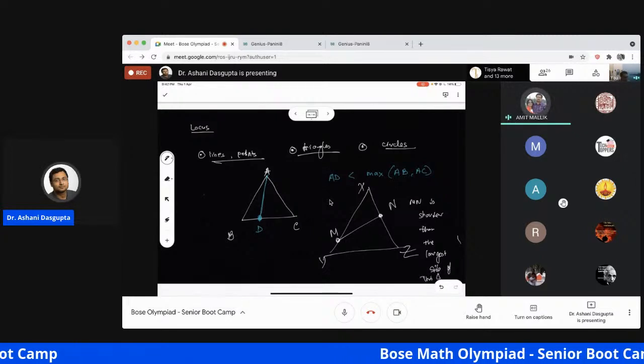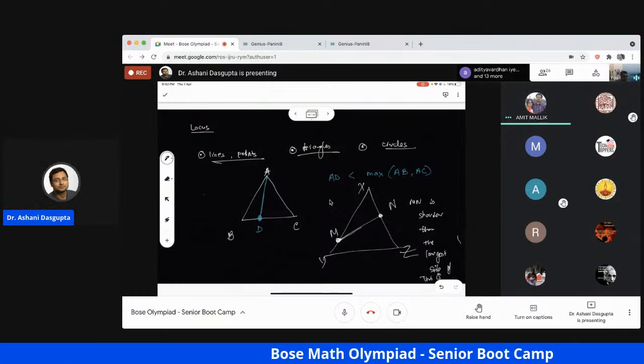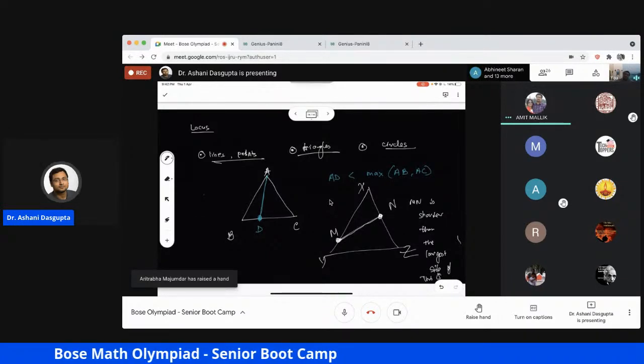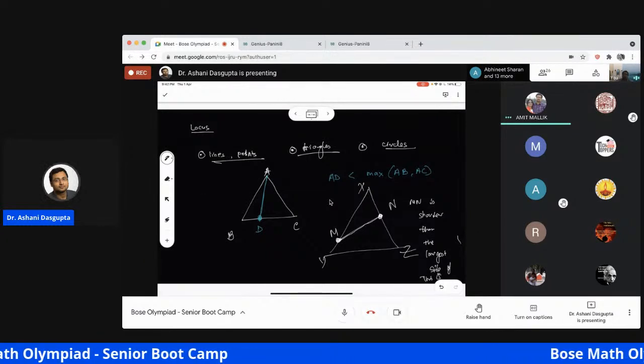Sir, MN is not a Cevian, right? It's not a Cevian anymore. It's just a segment that's connecting two points on the sides of this triangle.